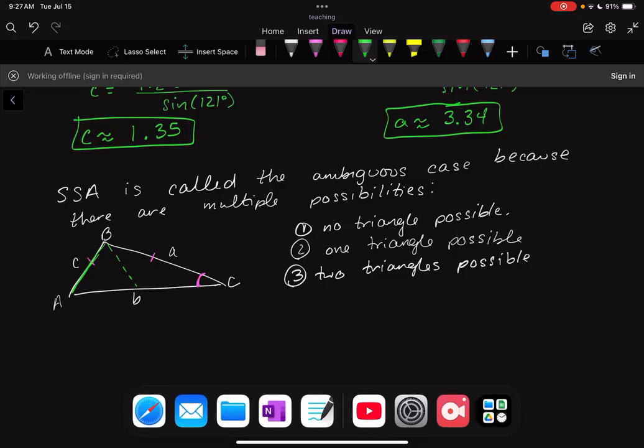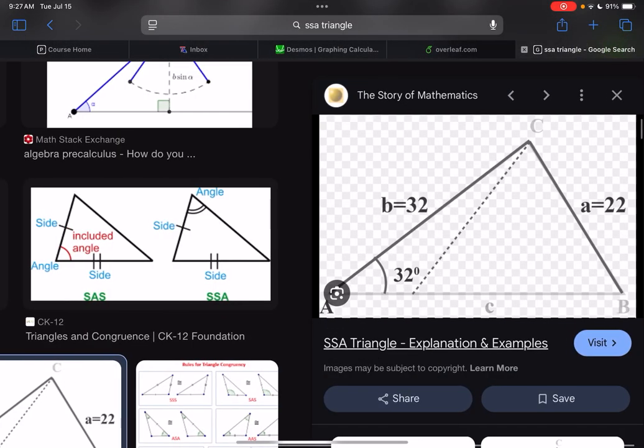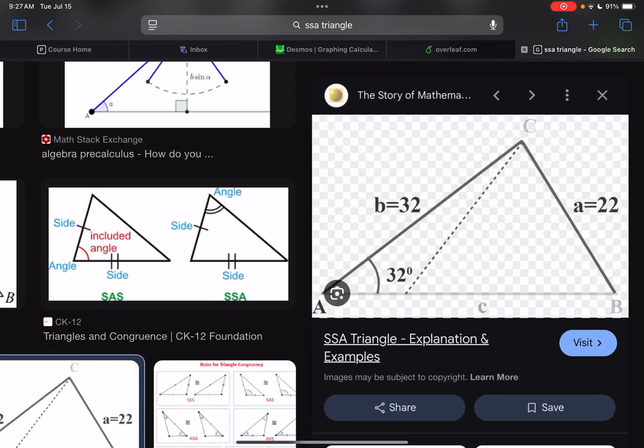So let me show you a picture that is a little bit better to look at than what I drew. So here's the idea. If you look at this, I like this one because it shows the bold side A, side B, angle A. So that's the information that they were given. But then the issue is that the grayed out information could change depending on where that side is supposed to lie.